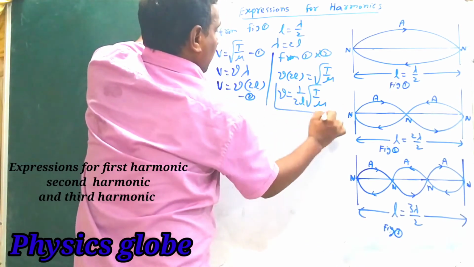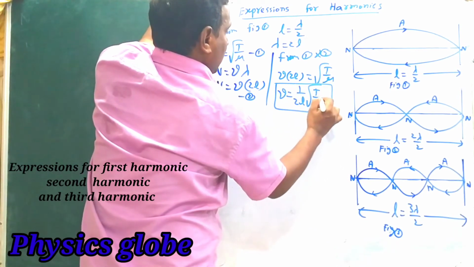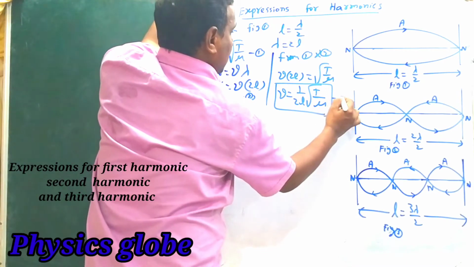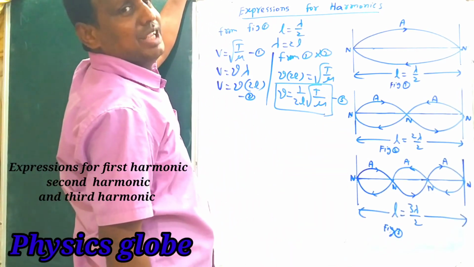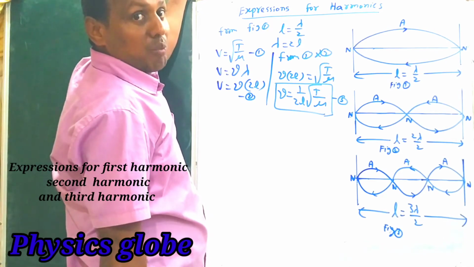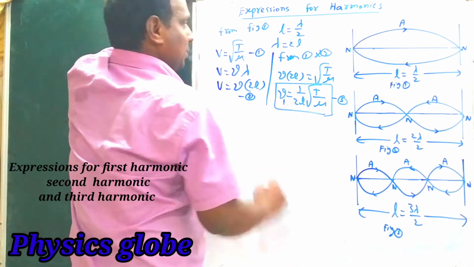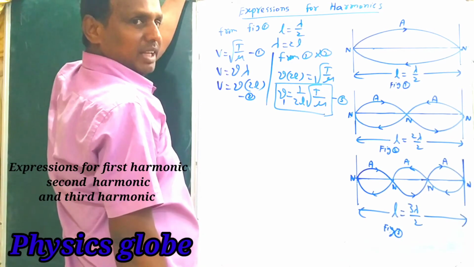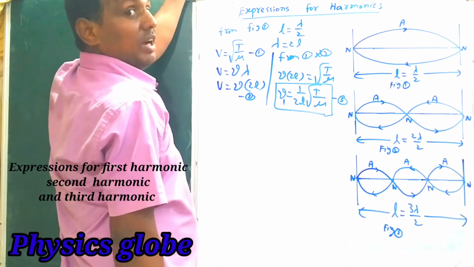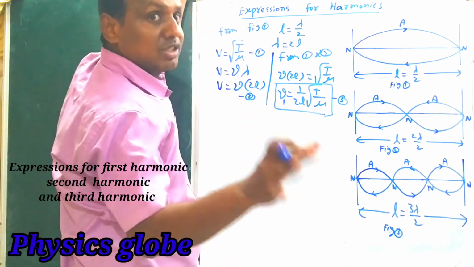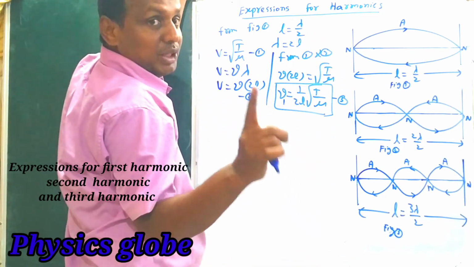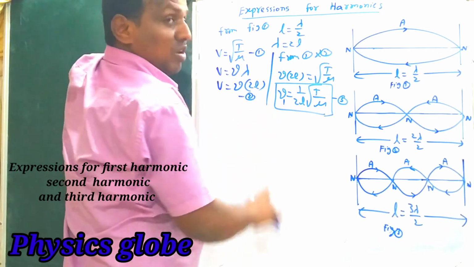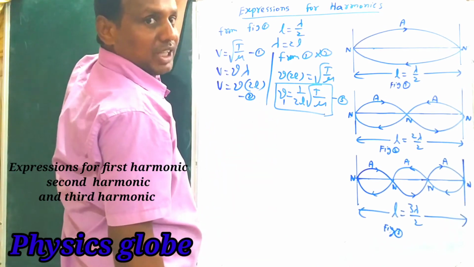This is a well known, important equation, my students. Take this as equation 3. This is known as the fundamental frequency or first harmonic. So we take nu1. Nu1 is called the fundamental frequency or first harmonic when the string is vibrating with one loop.